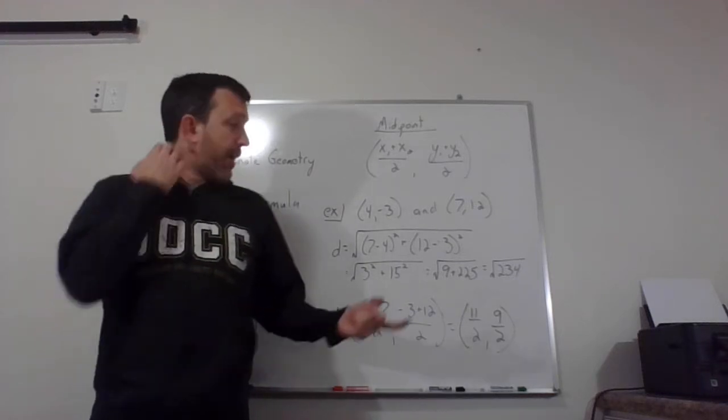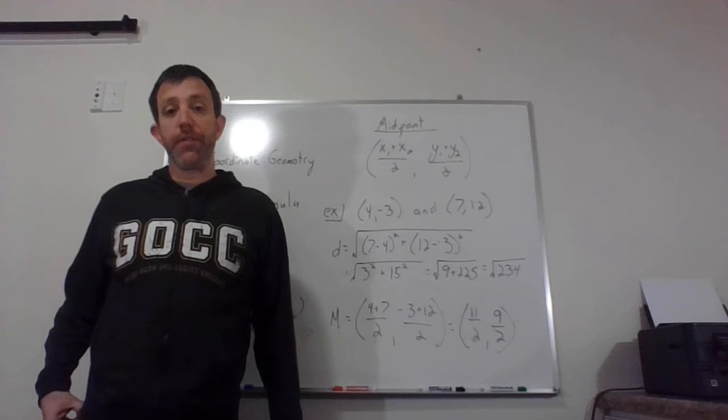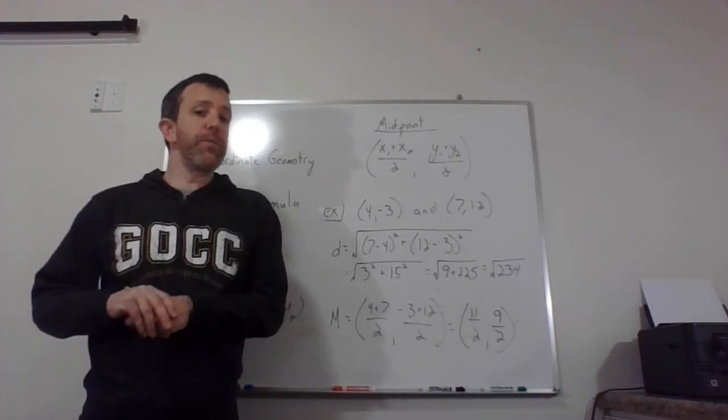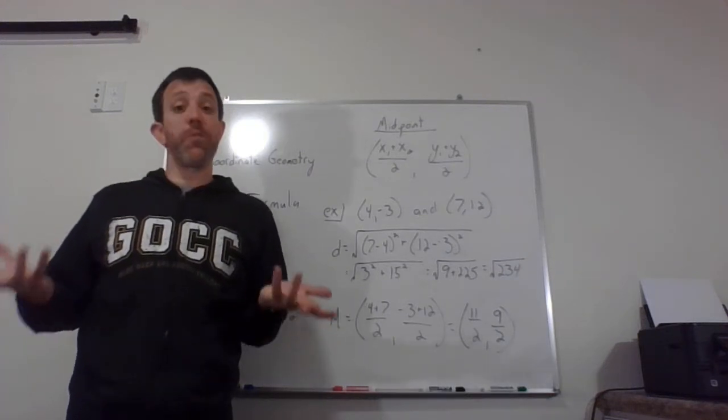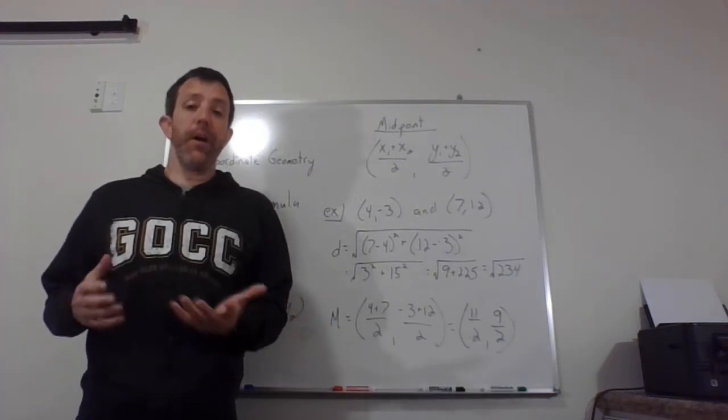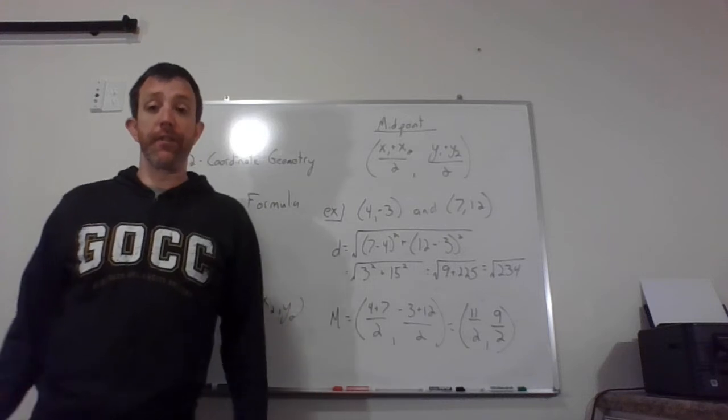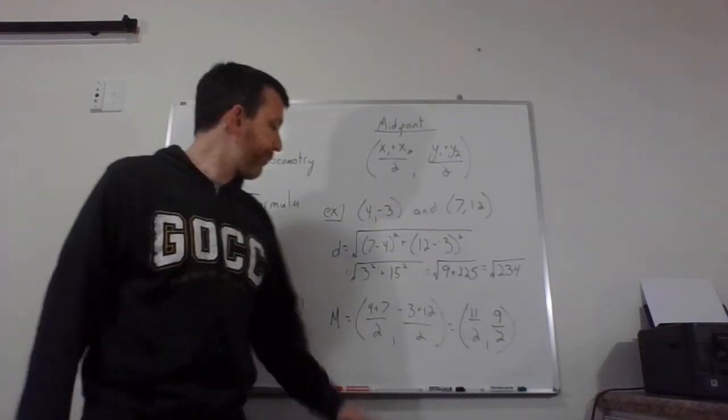There's our distance. Honestly, I'm okay with the square root of 234. Check your square roots. If they come out really nice, say the square root of 100, you should probably turn that into 10. But otherwise, I don't need you to simplify the radicals. I just need you to come up with the answer.